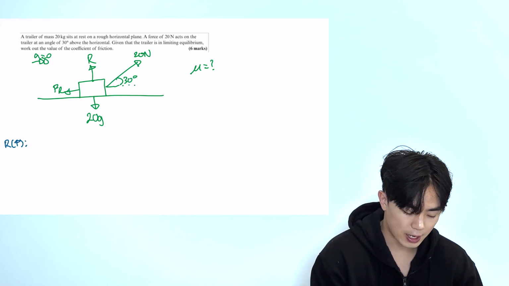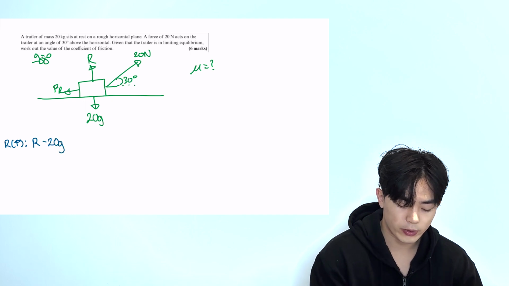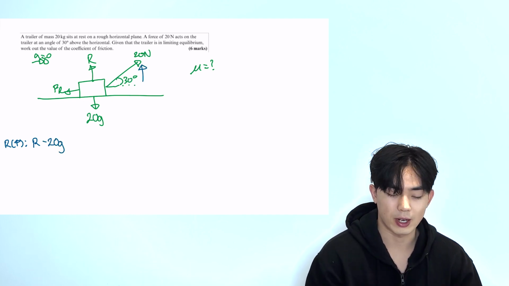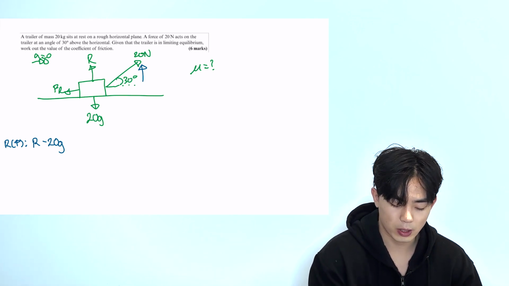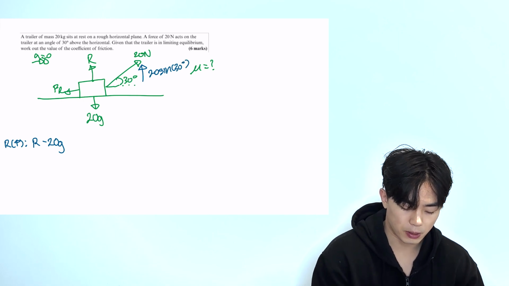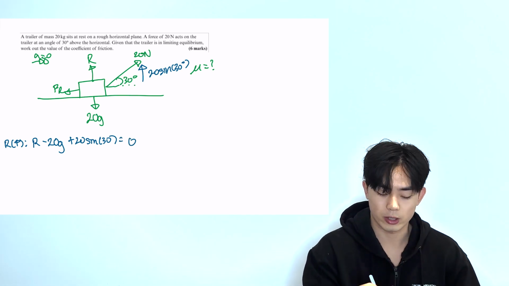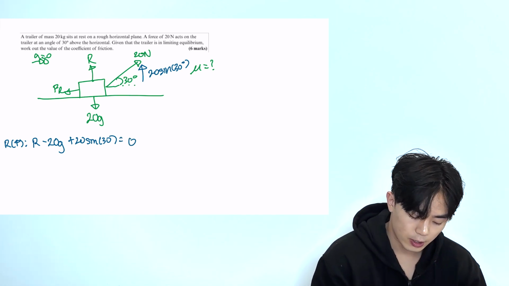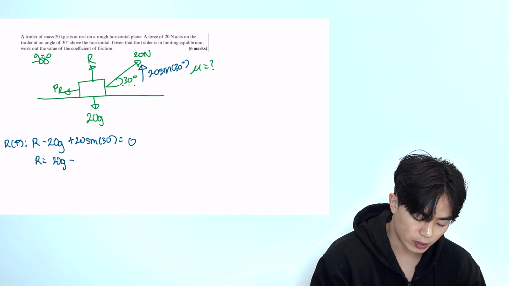So we have the reaction force acting upwards, so plus R, minus the weight, 20g. But we also have this component of the force which is pulling, right? Because it's at an angle. So it's got some component acting upwards, which would be 20 sine 30. So this we need to include, so that's going to be plus 20 sine 30 degrees. And that's going to be equal to 0 because it's not accelerating in the vertical plane, it's only accelerating horizontally. So therefore R is going to be equal to 20g minus 20 sine 30.